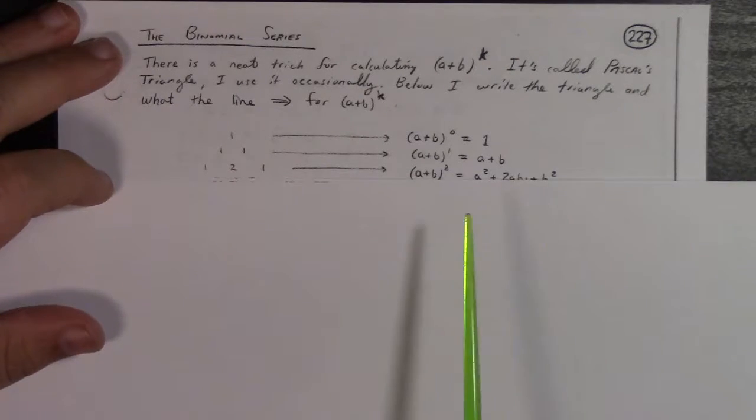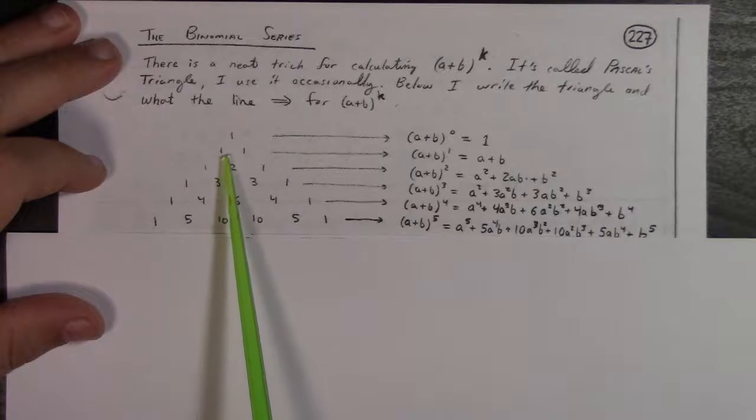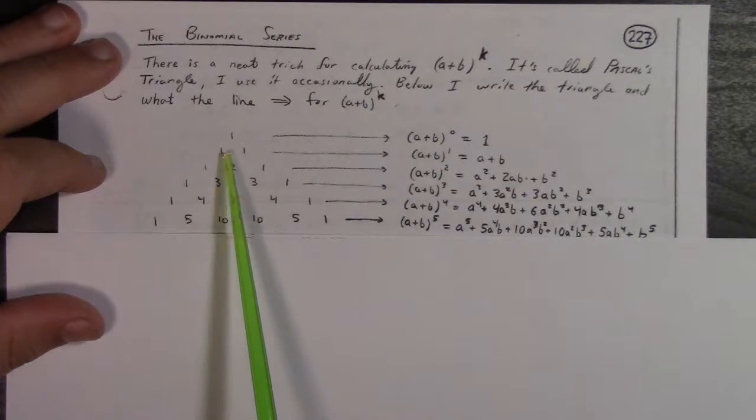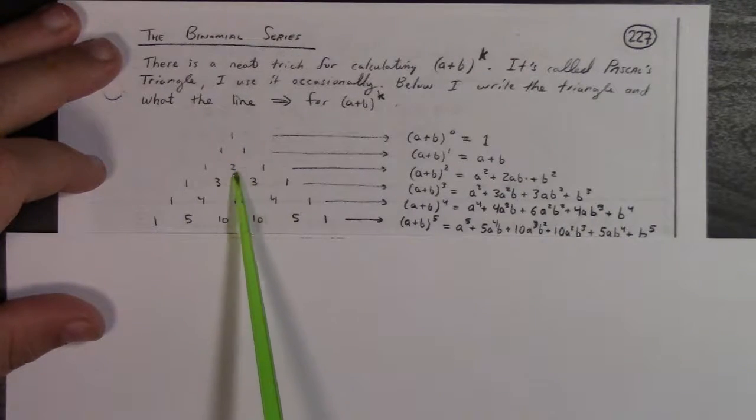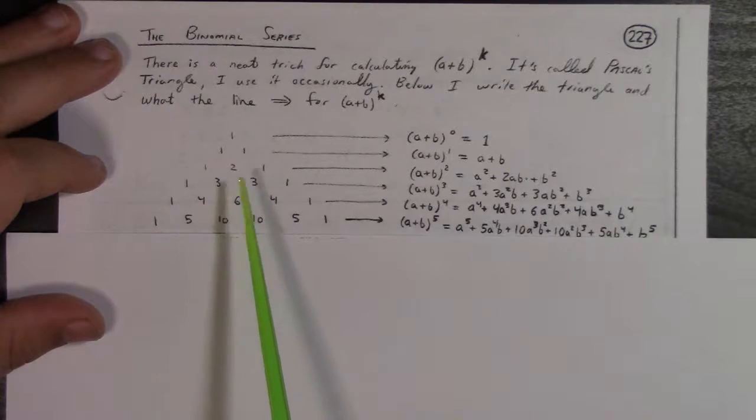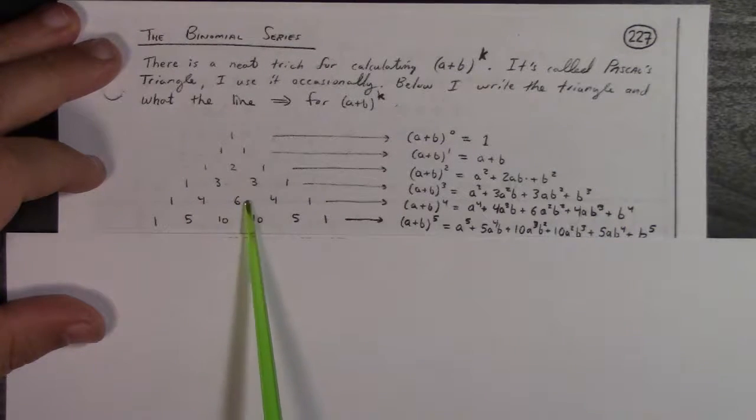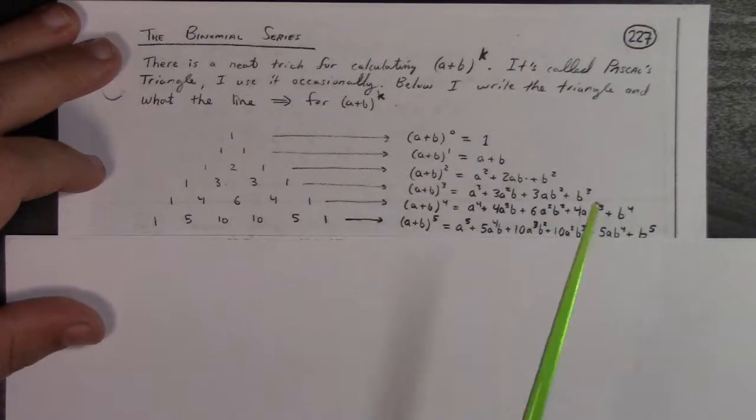So here's a triangle you can write. Put 1, and then you put 1, and then add the things above to get the 2. 1 plus 1 is 2. 1 plus 2 is 3. 1 plus 2 is 3. 1 plus 3 is 4. 3 plus 3 is 6. 3 plus 1 is 4. 1 plus 4 is 5. 4 plus 6 is 10. 6 plus 4 is 10. 4 plus 1 is 5.